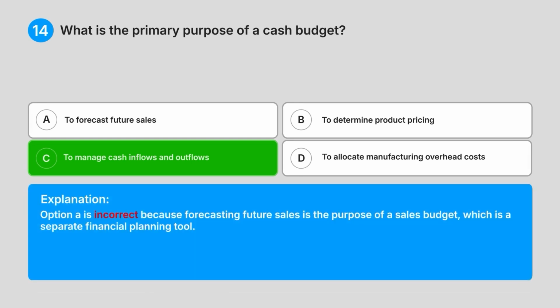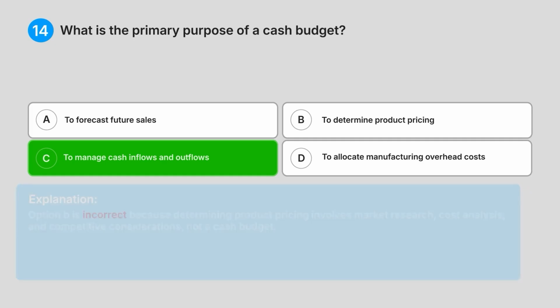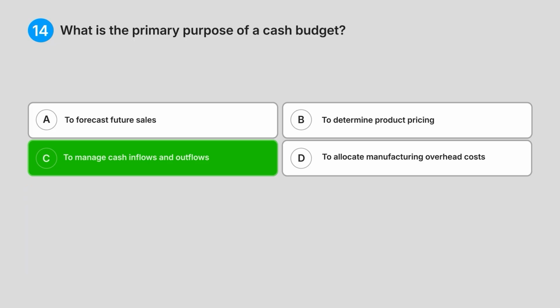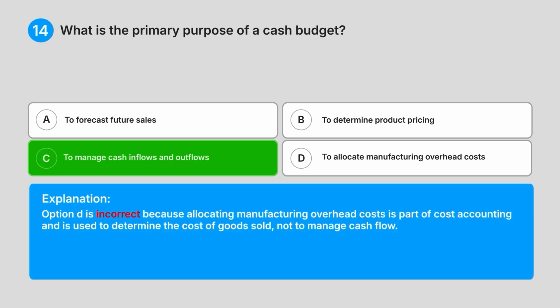Option A is incorrect because forecasting future sales is the purpose of a sales budget, which is a separate financial planning tool. Option B is incorrect because determining product pricing involves market research, cost analysis, and competitive considerations, not a cash budget. Option D is incorrect because allocating manufacturing overhead costs is part of cost accounting and is used to determine the cost of goods sold, not to manage cash flow.